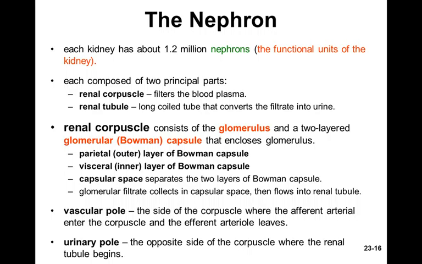Okay, the renal corpuscle, I call it the ball because to me it looks like a ball. You have a vascular pole, which is the side of the corpuscle where the blood enters, the afferent arteriole enters the corpuscle, and the blood leaves through the efferent arteriole. And then the other side of the ball, you have the urinary pole. And this is where the renal tubule begins, and the filtrate that the glomerulus filtered out of the blood enters into the tube where it can be turned into urine.